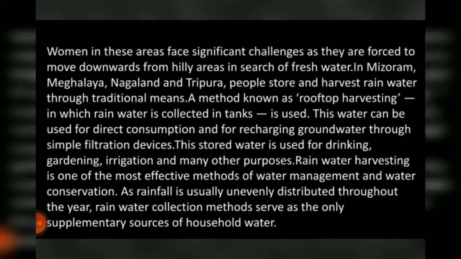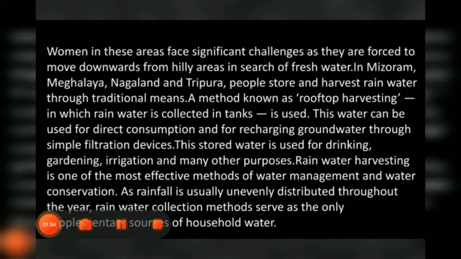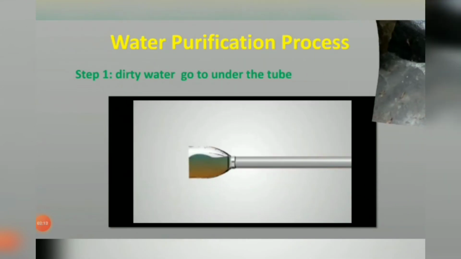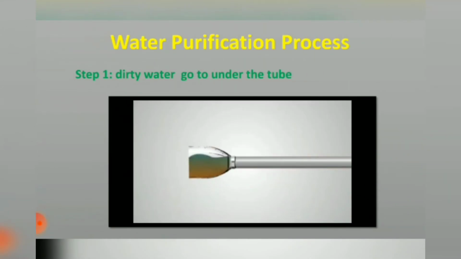As rainfall is usually unevenly distributed throughout the year, rainwater collection methods serve as the only supplementary source of household water. Pictures of the water purification method used in Meghalaya. Water purification process used in Meghalaya.